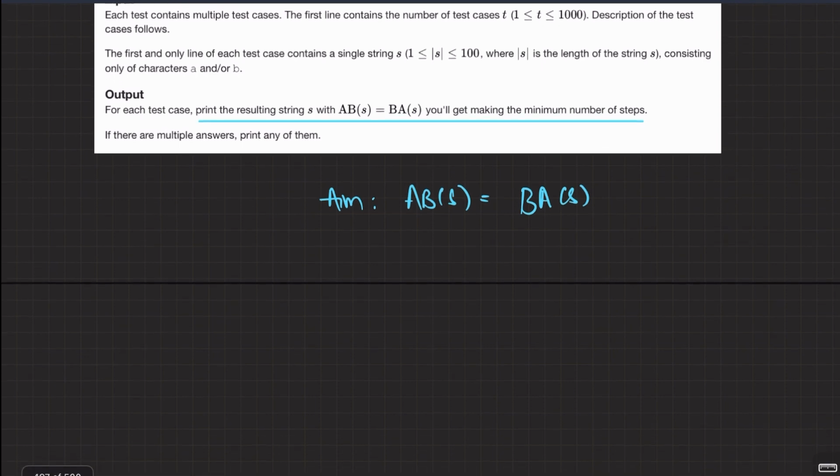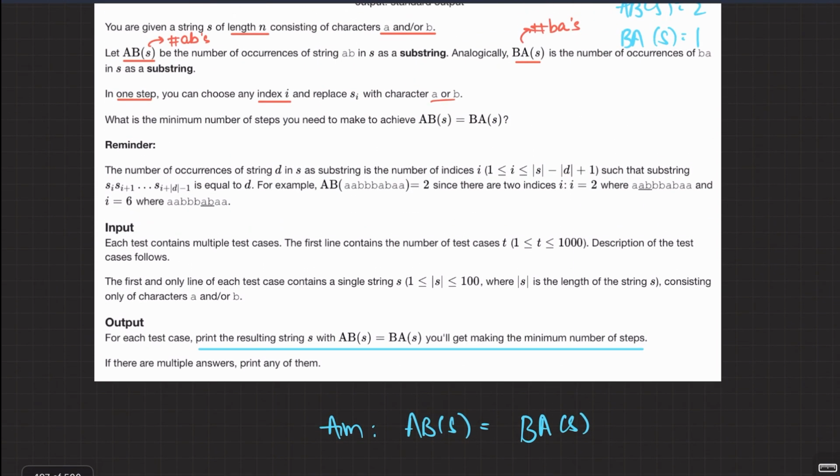Fine. So let's see what we can do here. What are the observations that you need to make? The question is clear, so let's just take some examples. Initially we are given a string s, and we want to perform some operations such that AB of s becomes equal to BA of s, the number of ab's becomes equal to the number of ba's. Okay. So how can your input string look?